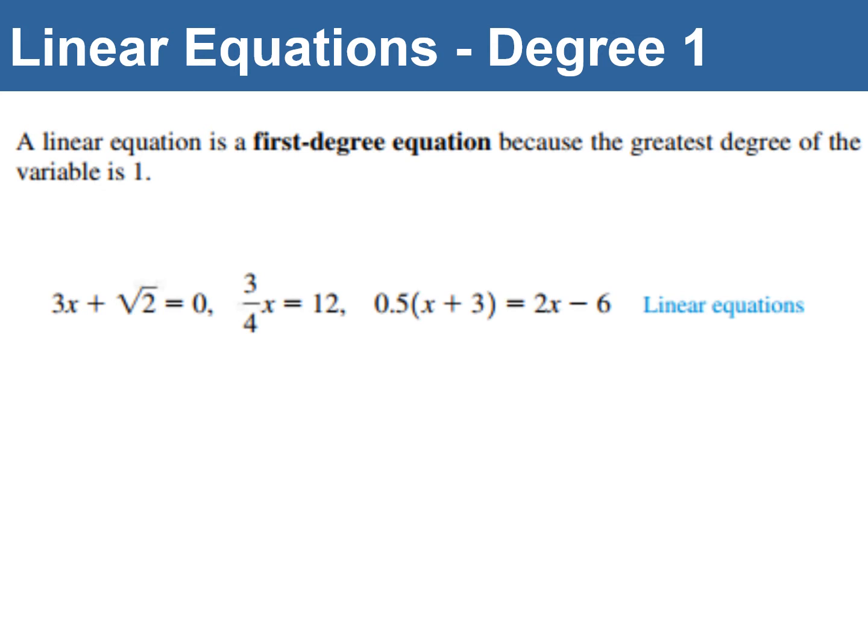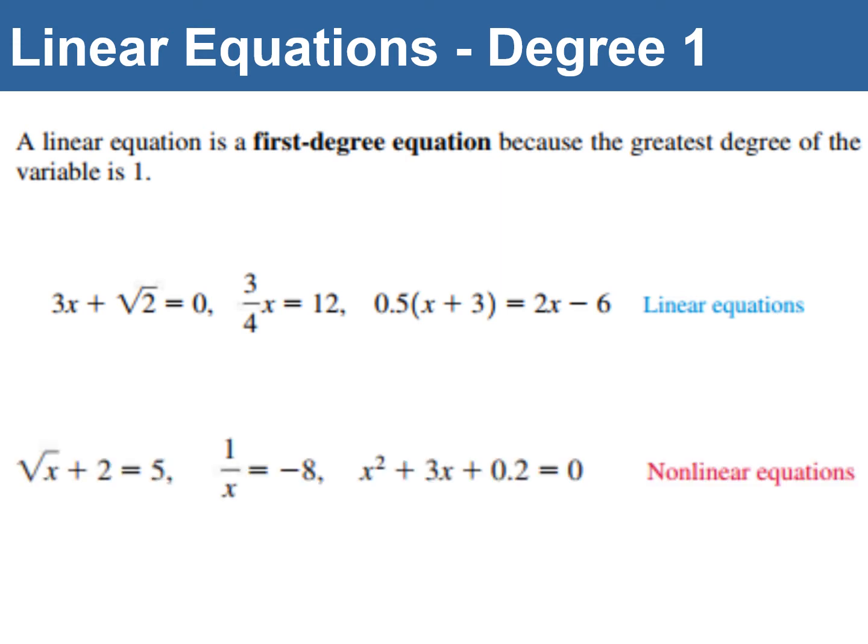So in this equation right here, 3x plus the square root of 2 equals 0, this is a linear equation because the highest power is 1. It's okay that I've got the square root of 2 there. It's irrational, but it's okay. All I'm looking at is the power of x. The same for 3/4 x is equal to 12, and 0.5 times x plus 3 is equal to 2x minus 6. The highest power for the entire equation is 1.